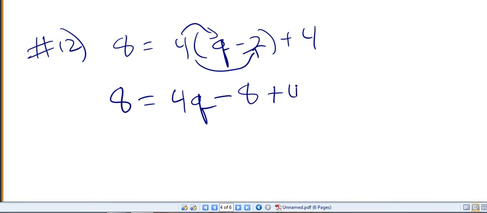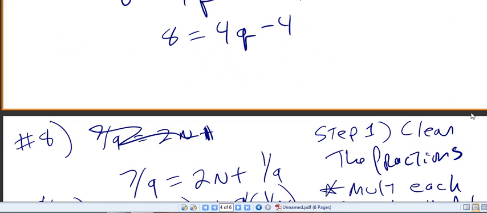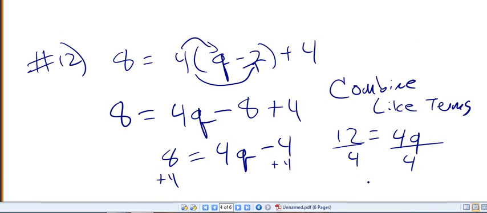8 plus 4. We're going to combine like terms. So you got 8 is equal to 4q minus 4. We're going to add 4 to both sides. So now you got 12 is equal to 4q. 4 times q, that means to get this q by itself, you got to divide both sides by 4. So 3 is equal to q.